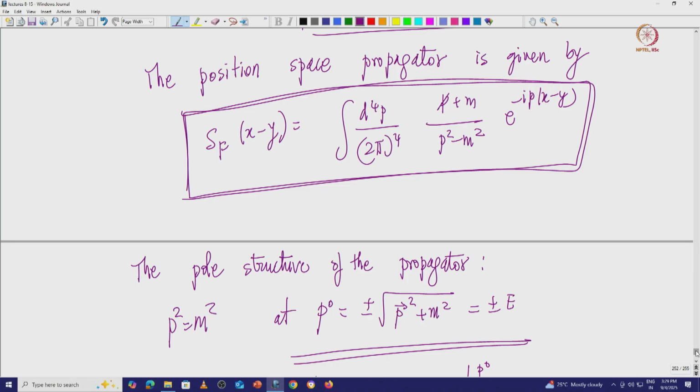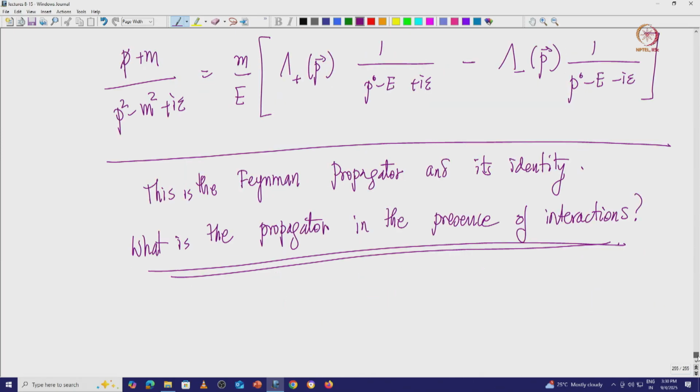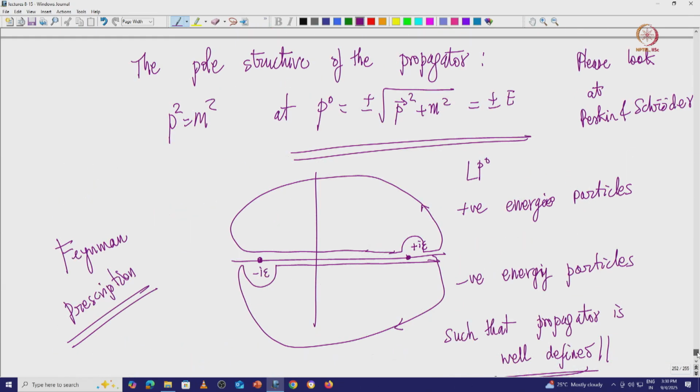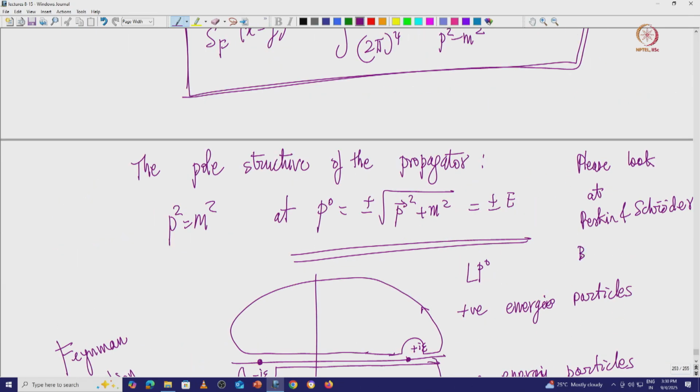If somebody has doubts, there are several resources for solving this. Please look at Peskin and Schroeder, or Quantum Field Theory for the Gifted Amateur, or the simplest relativistic quantum mechanics books by Bjorken and Drell.